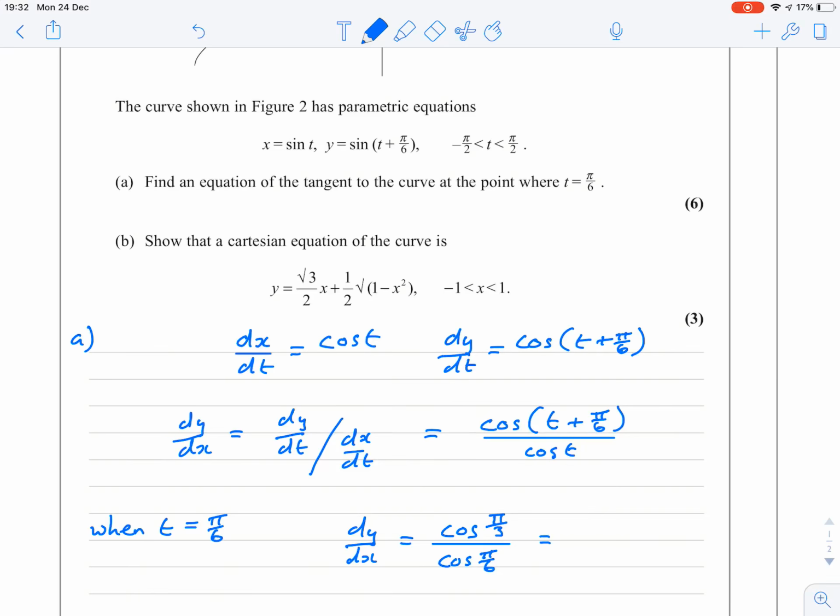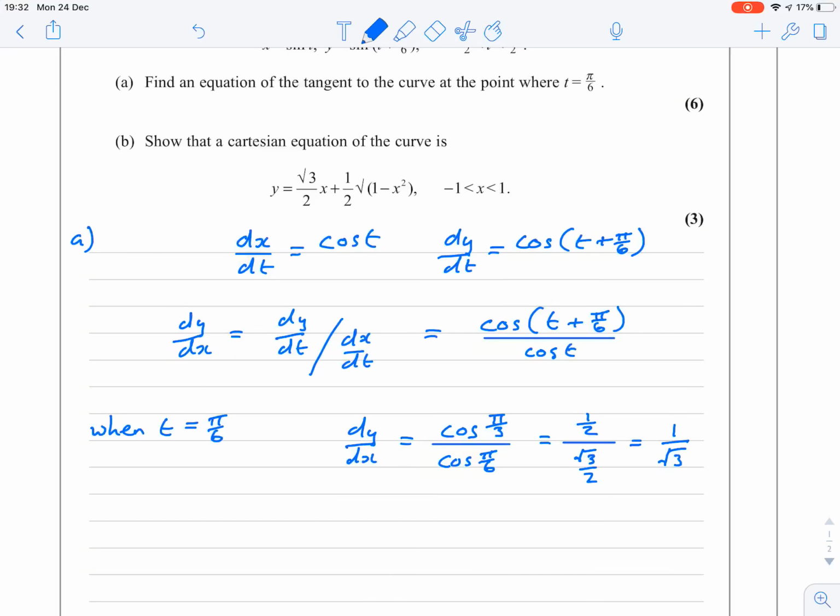Now cos pi by 3 is equal to a half, and cos pi by 6 is root 3 over 2. To divide by that fraction we turn upside down and multiply. The 2's cancel and it leaves 1 over root 3. So the gradient of the curve at the point where we want the tangent is 1 over root 3.